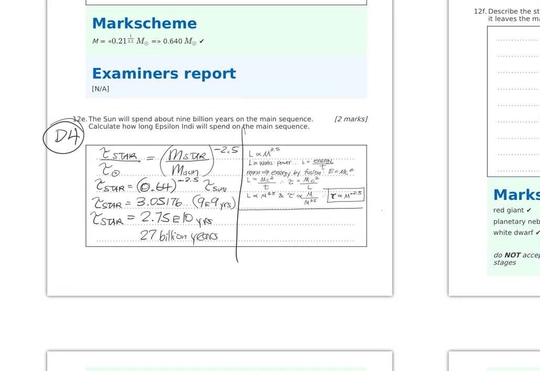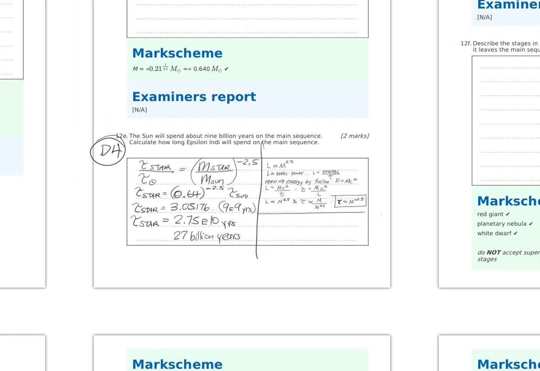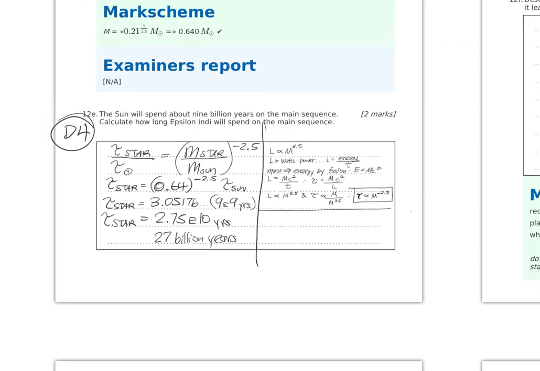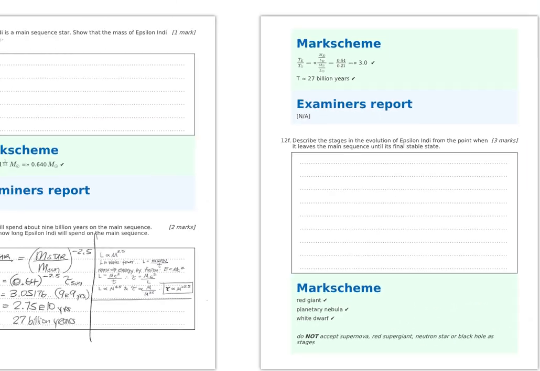That's a D4 question. Did they say people got that one? Yeah, they just said NA. I feel like that one's kind of funky, but there you have it. I think it's also not a lot for 2 marks if you know what you're supposed to be doing. But anyway, so that's E.